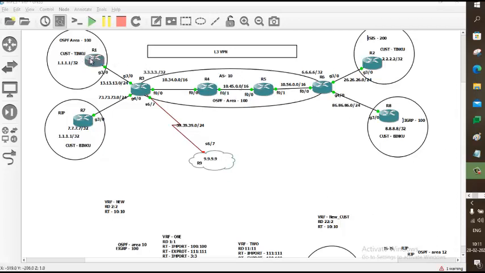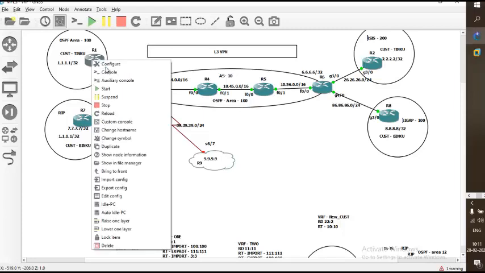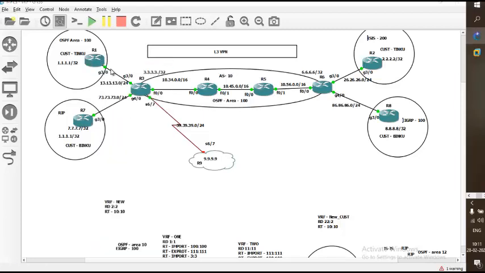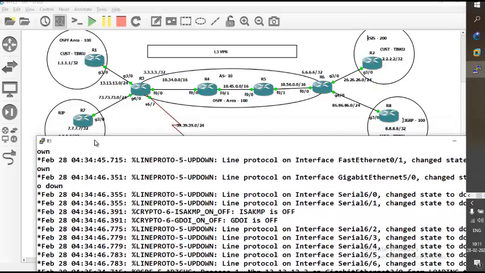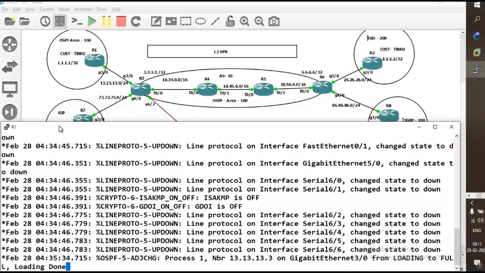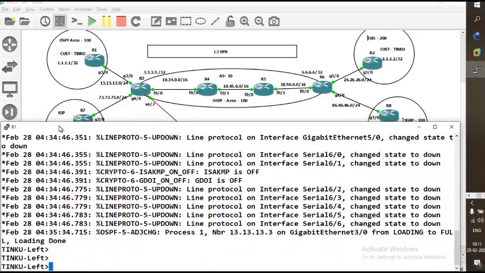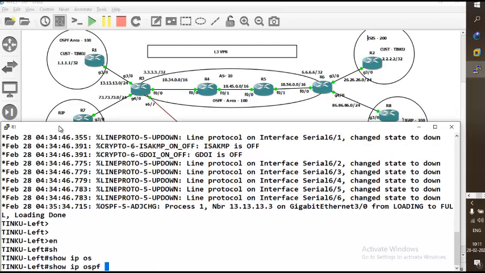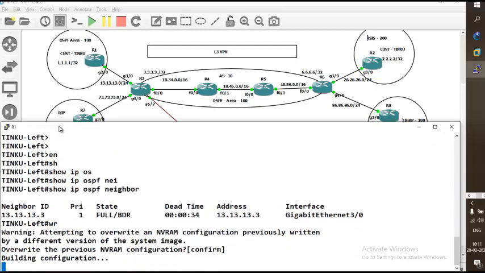Now on R1, as we spoke, we will leave OSPF, but I just want to check whether OSPF is still there. I do see there's a neighborship, so OSPF is good. Show ip ospf neighbor. Done.